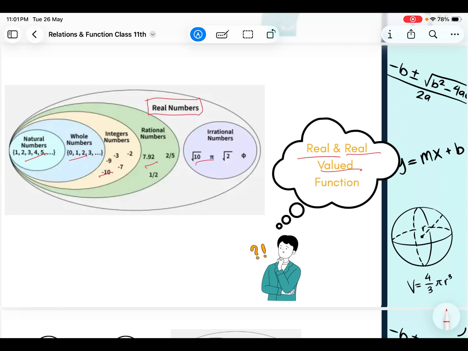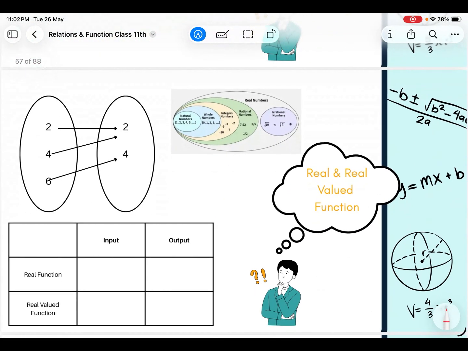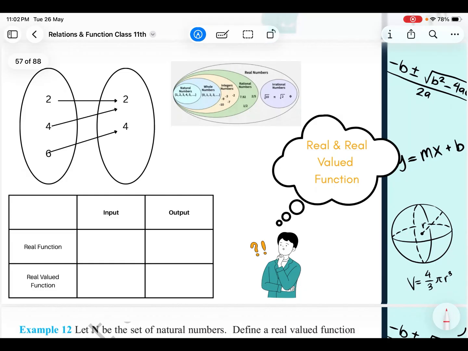So if you say 1, this is a real number. 1.5, this is a real number. 0.25, this is a real number. -3, it's a real number. 0, it's a real number. So √2, √10, pi, everything is a real number. Okay, next. You see here, real number and real valued number. So we know about the real numbers, right? Okay, we also know that if we have two sets, what happens here?